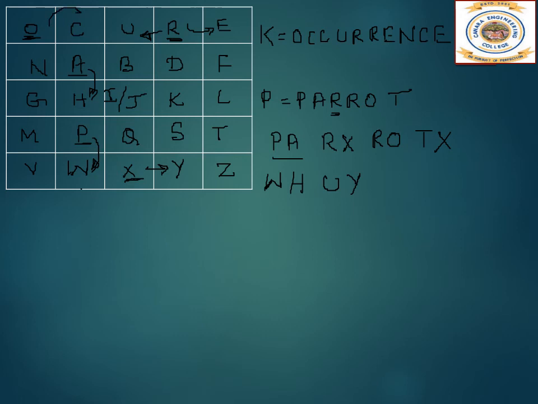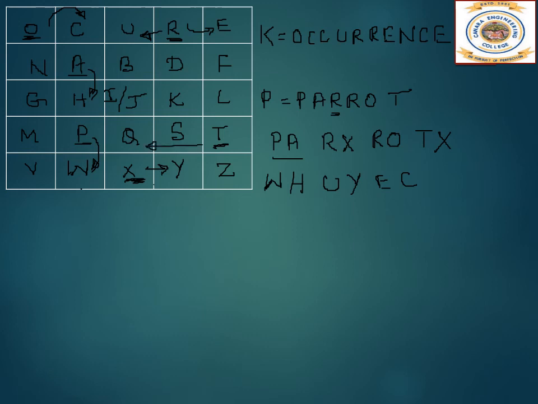For O, I have to take C. So R is E. O is C. Now T and X. So where is T? T is here. X is here. So for T, what do I have to take? The same column as X, the same row as T. So I have to take Q.